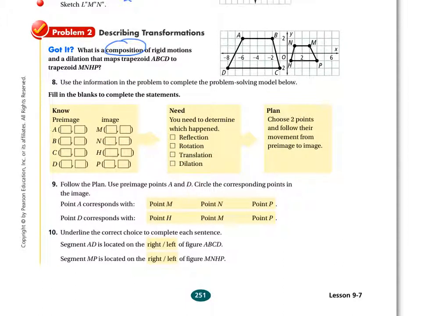So which one's the image? Maps ABCD to MNHP. This is the image. So this right here is the pre-image. So what kind of dilation do we have? An enlargement or a reduction? We have a reduction, right? It got smaller. So we know that that's occurring, right? So we know that we have a dilation that's occurring.